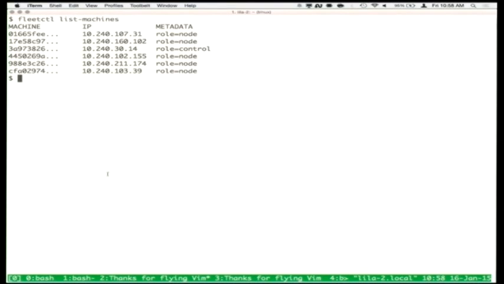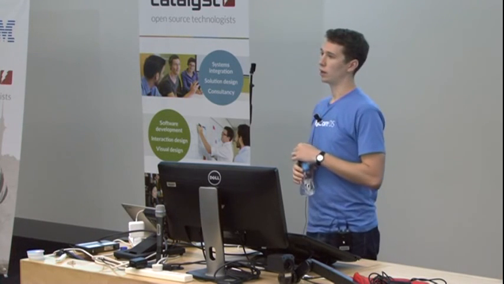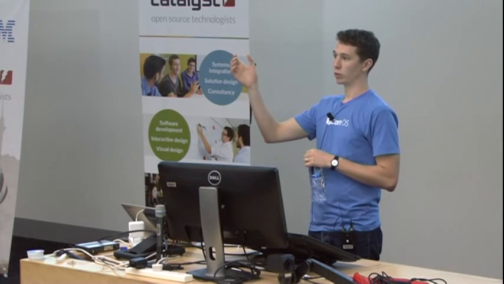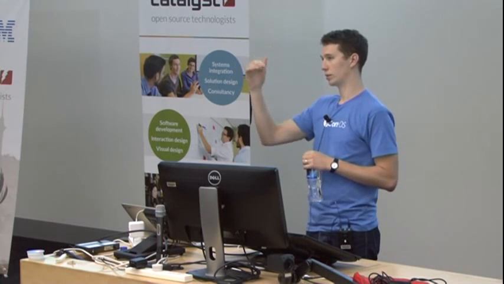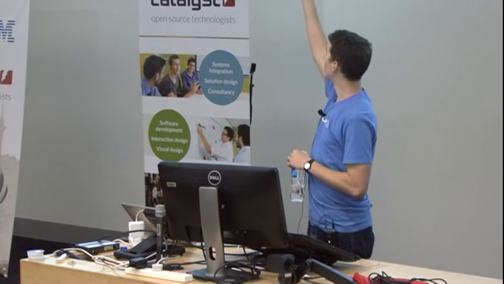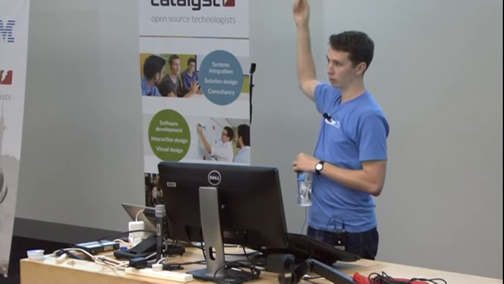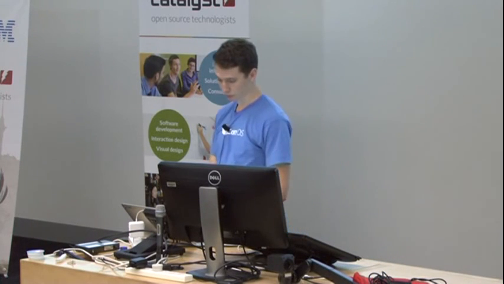Can a machine have two roles? Like, could a machine be both control and node? Yeah, so the labels have to be unique. You can have role=control, and then environment=production or whatever, but it has to be a unique set of things. So if you wanted to have multiple roles, you'd want role=control,node or something, and your application needs to be aware of that and how it's using that API.